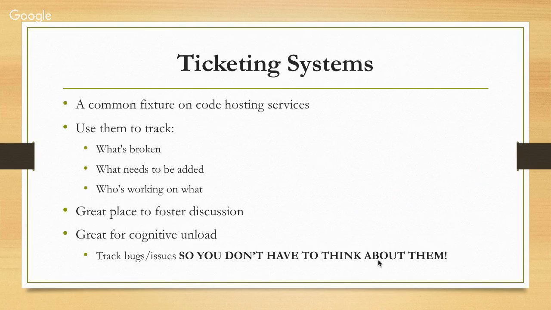We mentioned these services like GitHub or Bitbucket. Ticketing systems, also called bug trackers or issue trackers, are very common in these types of systems. And you can use these to track bugs in your software, features that you want to add, make assignments and make a division of labor, who's working on what. And this is a great place for you to foster some open discussion on the software.